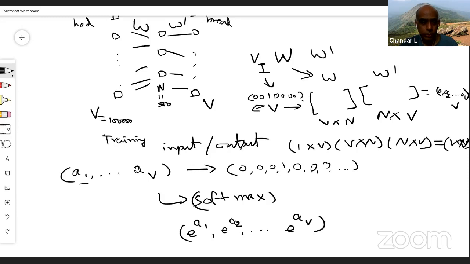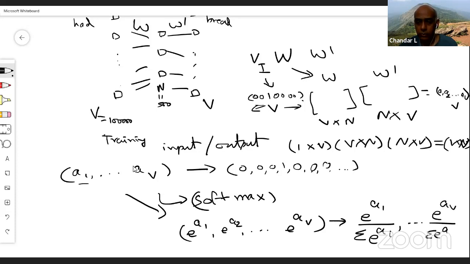When you do the exponentiation, you're guaranteed to have all positive numbers, but they are still not probabilities because they could be bigger than 1. So you go through a normalization step where you do e power a1 divided by the summation of e to the power of ai, and so on up to e to the power of aV divided by the summation of e to the power of ai, where the index i is over all these values. Now we are guaranteed that these have the same meaning as probabilities, because they are all positive and if you add all of them, they become 1.